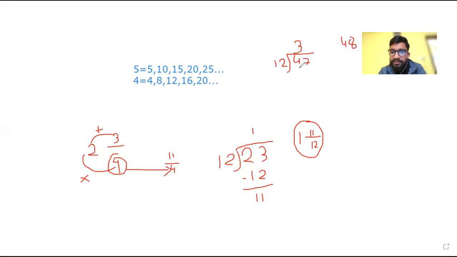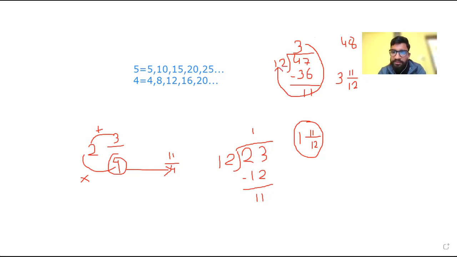So 12 3s are 36. And what is the remainder now? What's the remainder? 11. Okay, 11 is the remainder. That means what? What is your fraction now? 47 by 12 means 3 whole. Your remainder is 11, so that will come as the numerator, right? And 12. Go clockwise. 3 whole 11 by 12, clockwise. Go in this direction to get the answer for the mixed fraction.